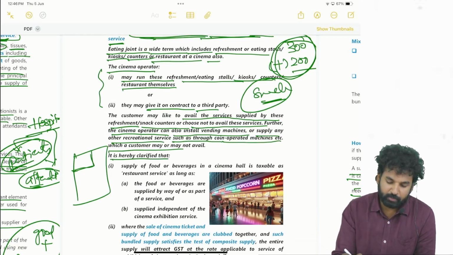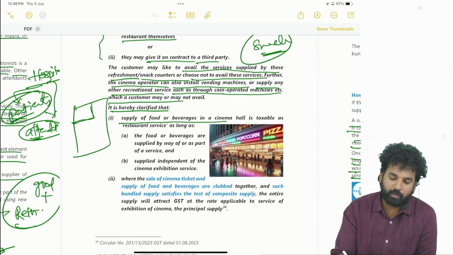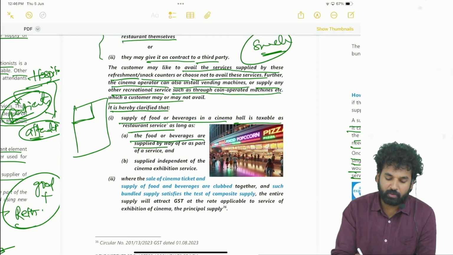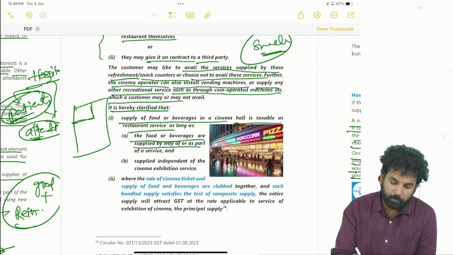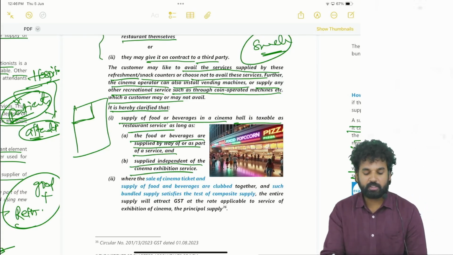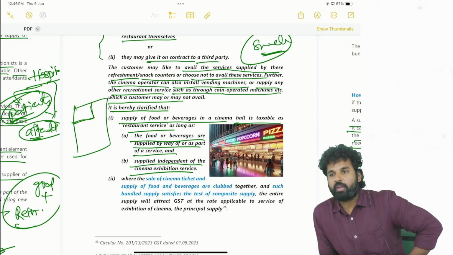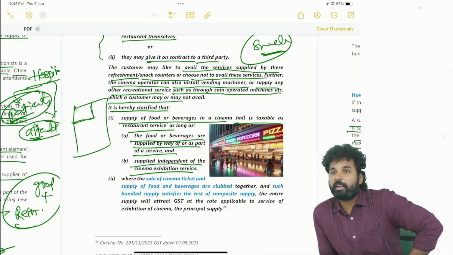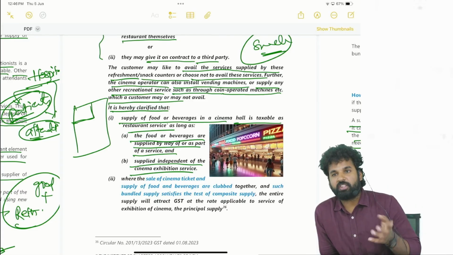It is hereby clarified that supply of food and beverage in a cinema hall is taxable as a restaurant service as long as the food or beverage is supplied by way of or as part of the service and supplied independently of the cinema exhibition service. Whenever it is not charged along with the movie ticket, it will be treated as a separate service, just like a restaurant service.